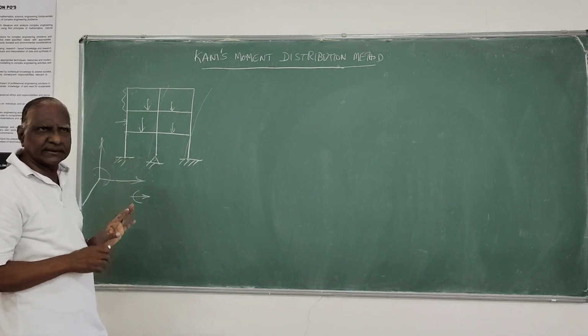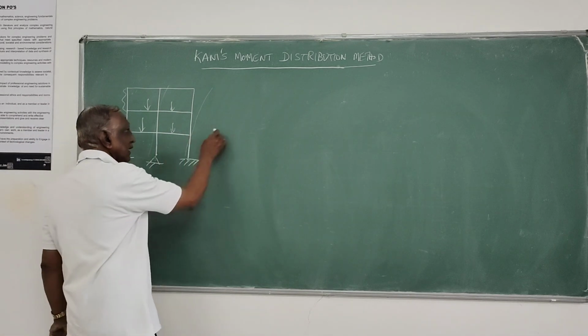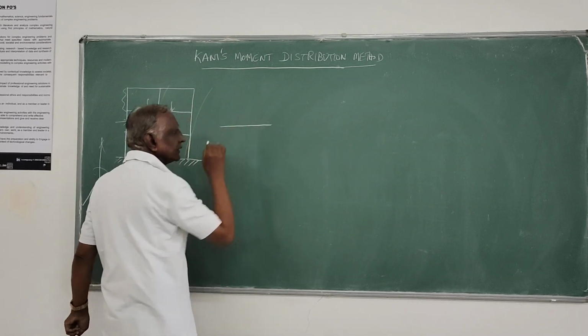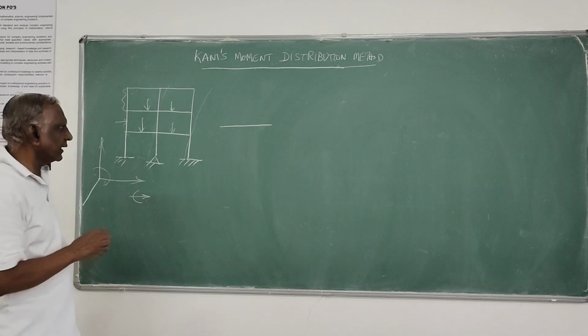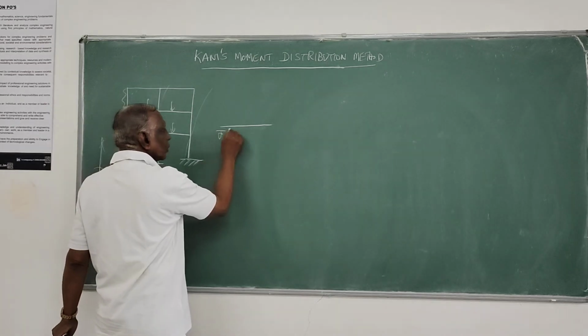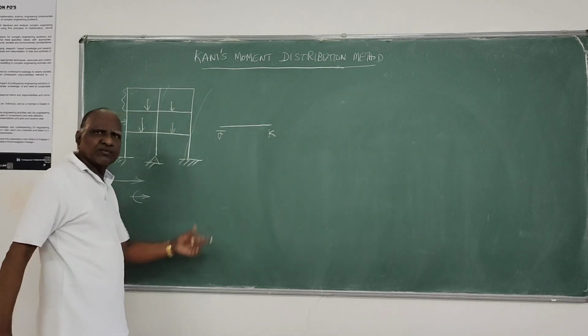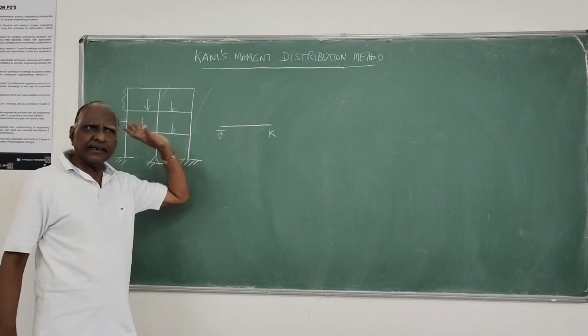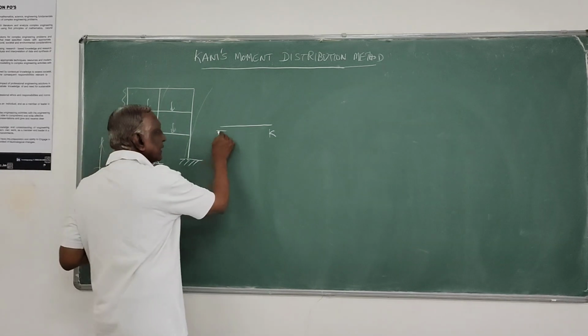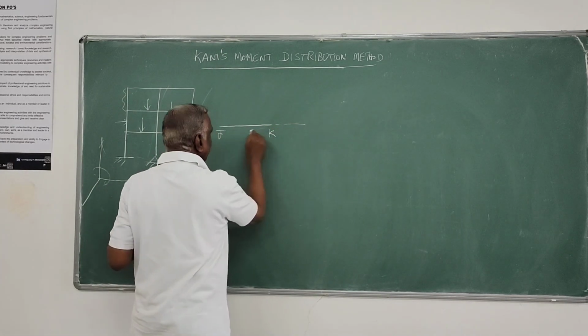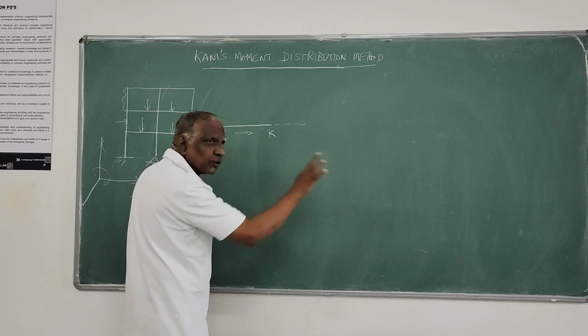So in general, any rigid plane frame structure which has two ends, the two ends we call the J end and K end, and the axis of the member will run from J to K.